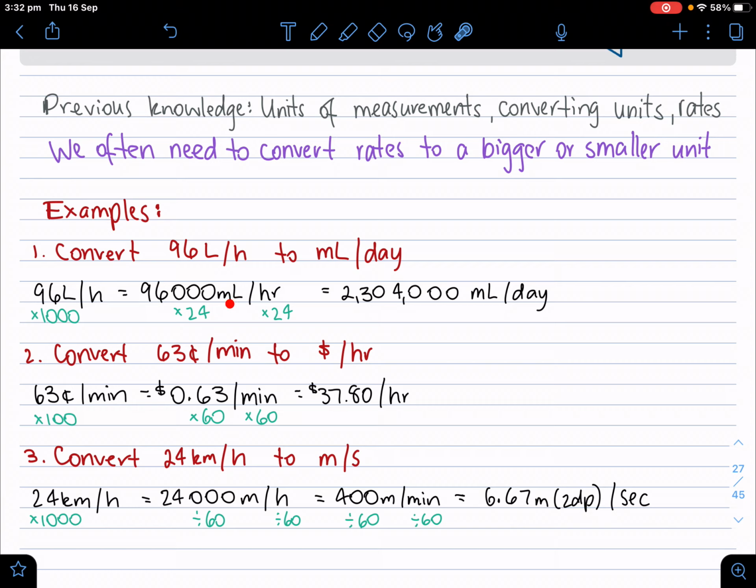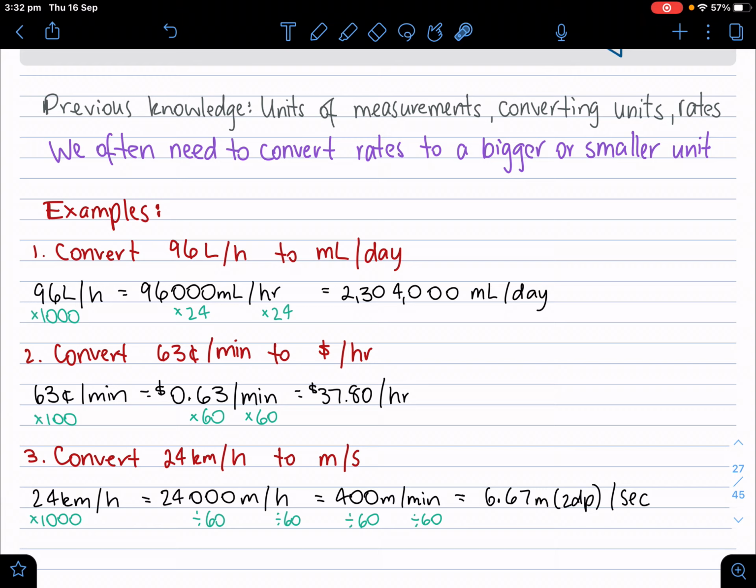Now that we have it in milliliters, we convert the hours to days. We know there's 24 hours in a day, so we multiply both sides by 24. In the first case, I'm just changing one unit of measurement into another. But in this case, I'm changing the whole rate into an equivalent rate for per day. So 96,000 milliliters per hour is actually 2,304,000 milliliters per day.